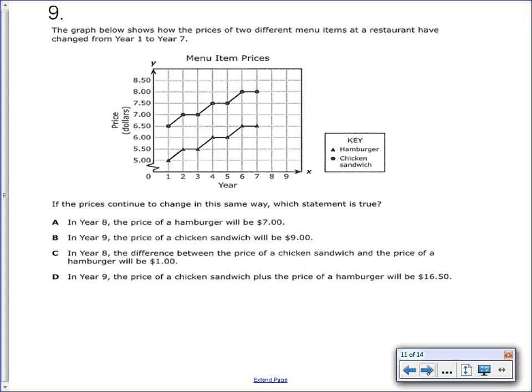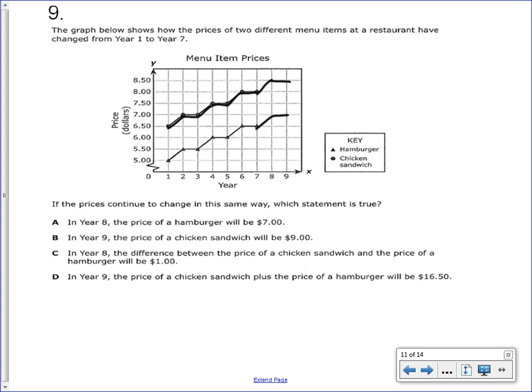The graph below shows how the prices of 2 different menu items at a restaurant have changed from year 1 to year 7. They're asking you to predict the future. And what you do here is look at the pattern that's happened. In all of these, they've gone up and then stayed. Up, stayed. Up, stayed. So the most predictable pattern would be to go up and stay. One graph is the same as the other.